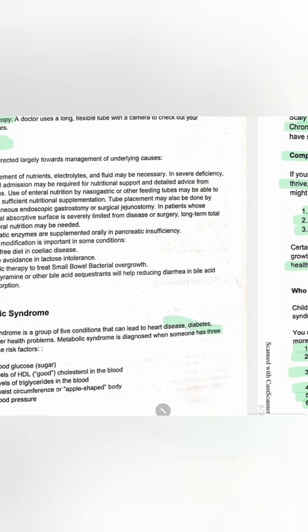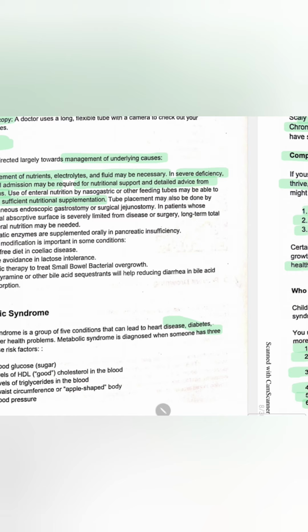Now, how do you manage it? Treatment is directed largely towards the management of the underlying causes. Number one is the replacement of nutrients, electrolytes, and fluids. They may be necessary. In severe deficiency, hospital admission may be required for nutritional support and detailed advice from dietitians. The use of enteral nutrition by nasogastric or other feeding tubes may be able to provide sufficient nutritional supplementation.